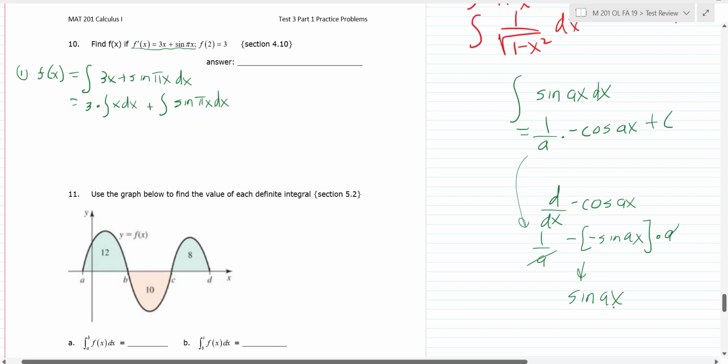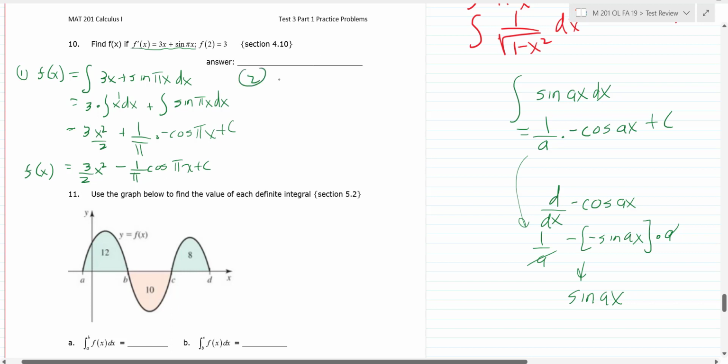When you learn these formulas, you've got to do derivatives to help you understand why these rules work the way they do. So there's a rule we learned: the integral of sine ax is 1 over a times negative cosine ax plus c. So what we're going to have is 3x to the second over 2, that's a power rule, plus 1 over pi times negative cosine pi x plus c. Let's clean that up. We have f of x equals 3 halves x to the second minus 1 over pi cosine of pi x plus c. All right, so that's your antiderivative.